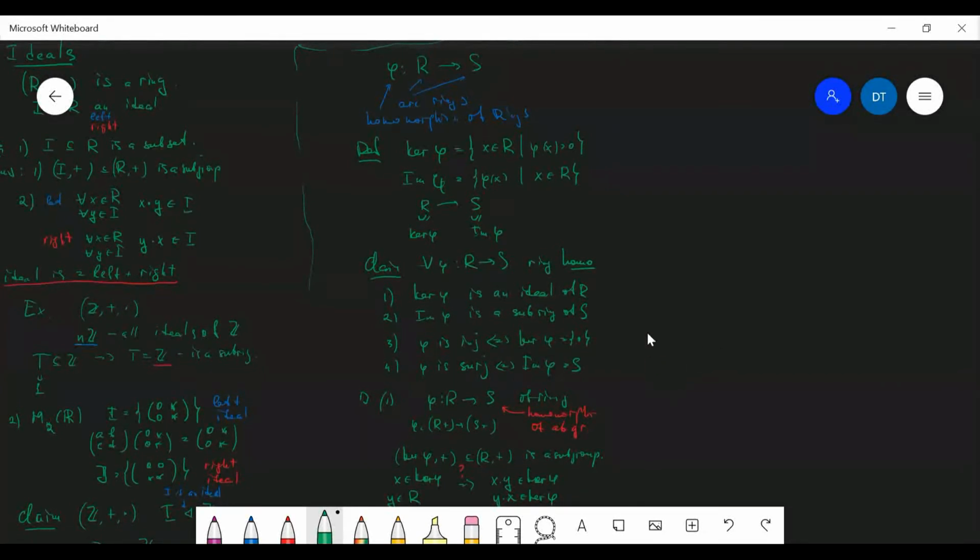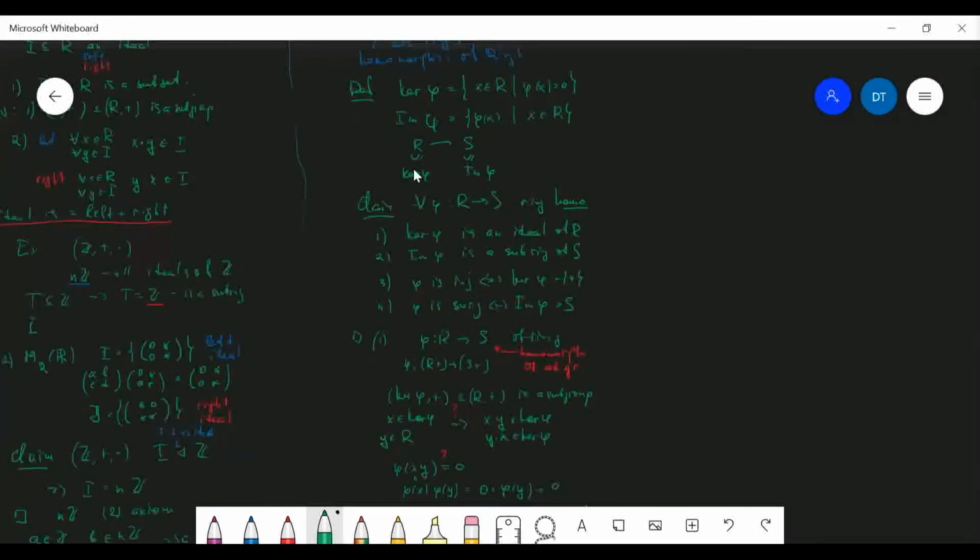And now I can formulate 4 properties. First of all, the kernel is not just an arbitrary subset, it's an ideal of R. And the reason why we need ideals is that kernels of homomorphisms and ideals are basically the same thing. Here we proved that every kernel is an ideal, but actually if you have an arbitrary ideal, you can always find a homomorphism such that this ideal is the kernel of this homomorphism.